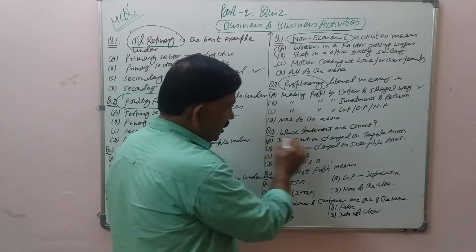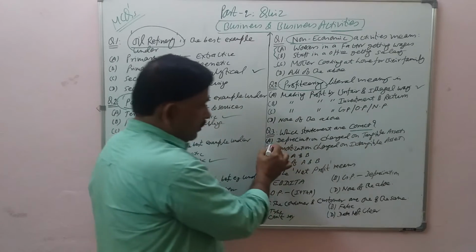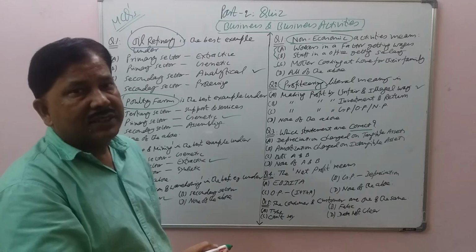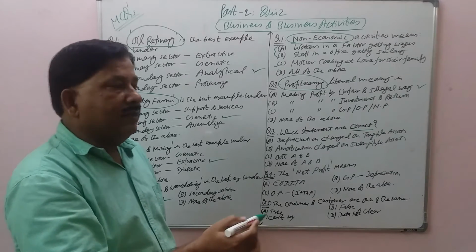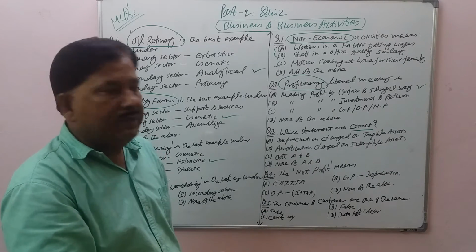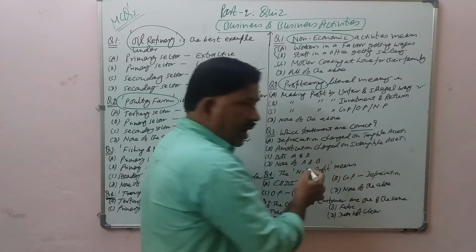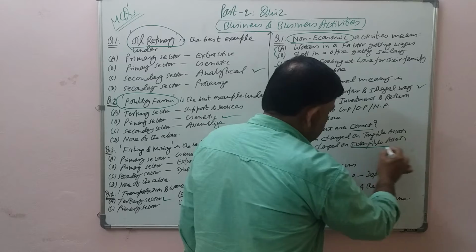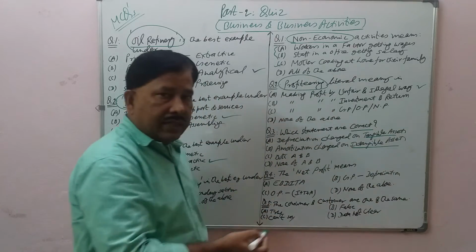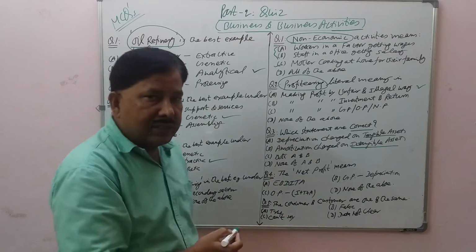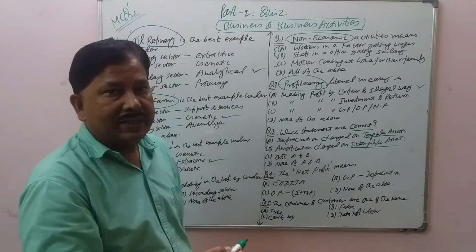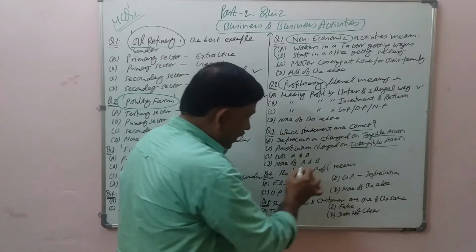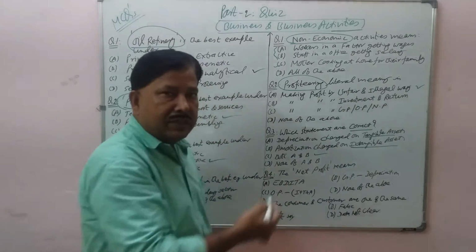Now question number 3: which statements are correct? Depreciation charged on tangible assets. What are tangible assets? Very simple: plant and machinery, furniture and fixtures, land and building. Amortization charged on intangible assets. Intangible assets mean goodwill, patent, copyright. So both A and B, or none of A and B? Both statements are correct.